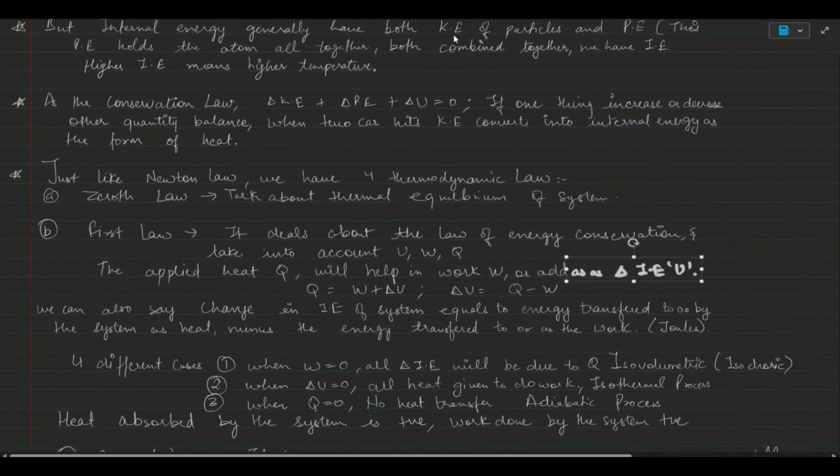Okay, so that's how you can understand how these are combined together. Now if we go deep inside the conservation law, then we know that the change in kinetic energy plus the change in potential energy plus the change in internal energy is equal to 0, which means if any of the energies increases or decreases, the other quantity has to balance it out.